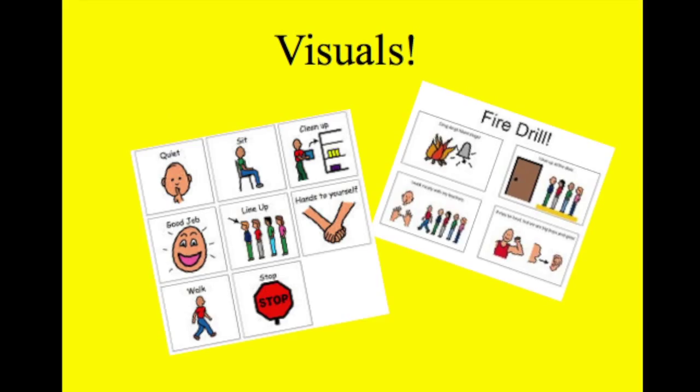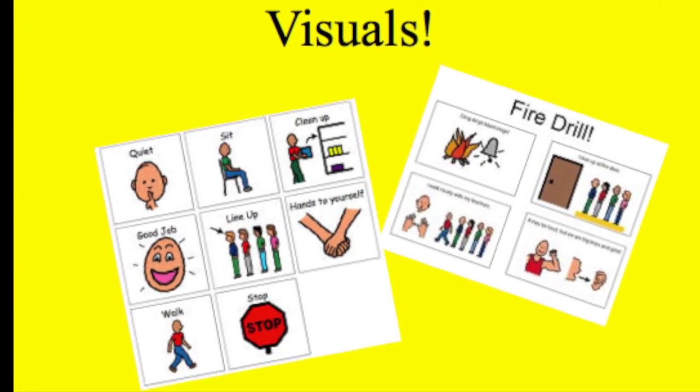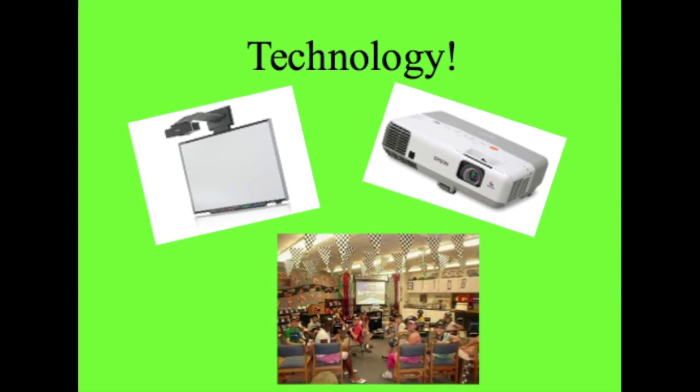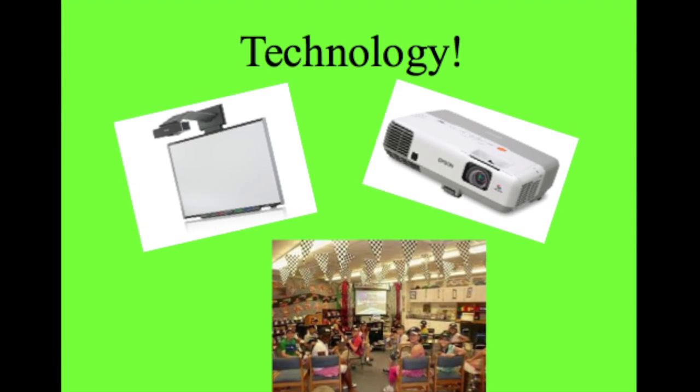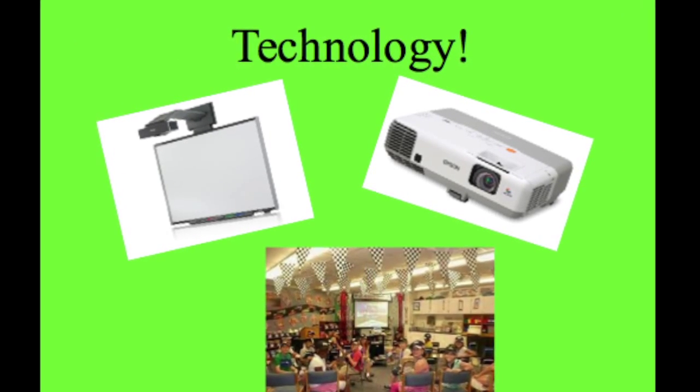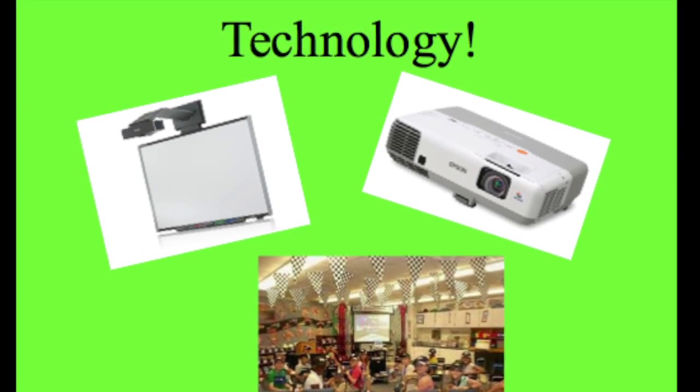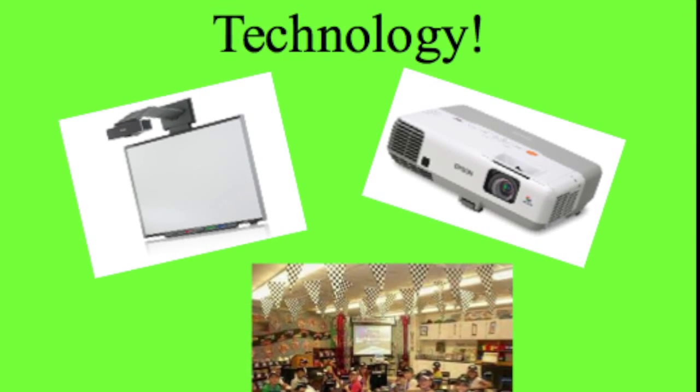There are several strategies that can be implemented in the classroom. Visuals are very helpful for students who are deaf or hard of hearing. Technology can be used such as smartboards and projectors to show information, along with more basic methods like written outlines, displaying daily routines, and using organizational strategies.